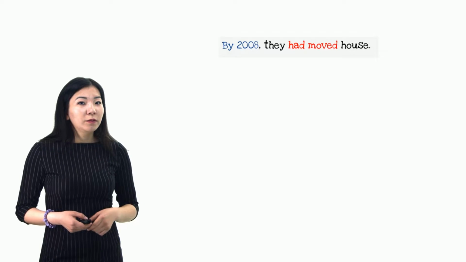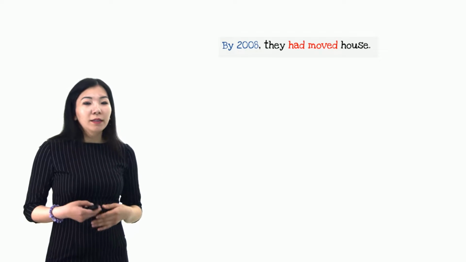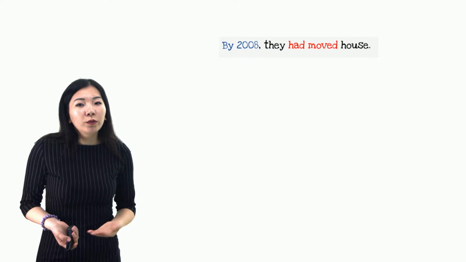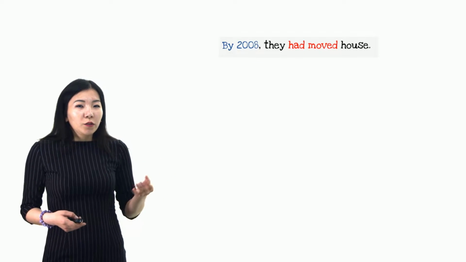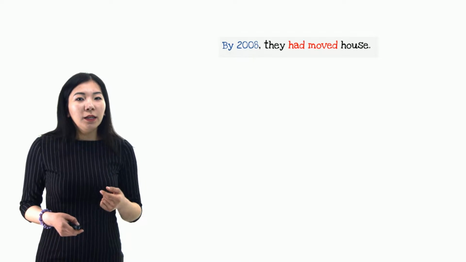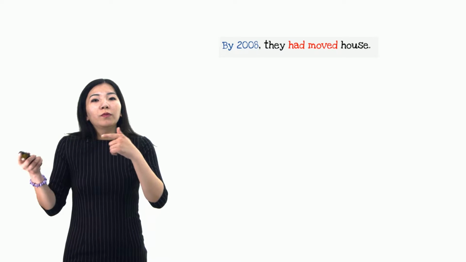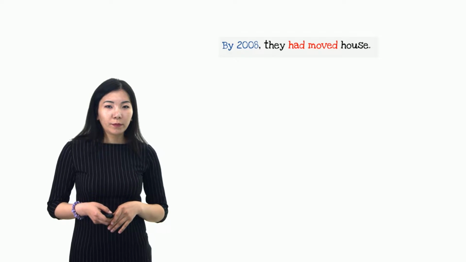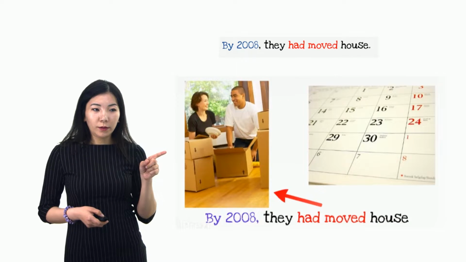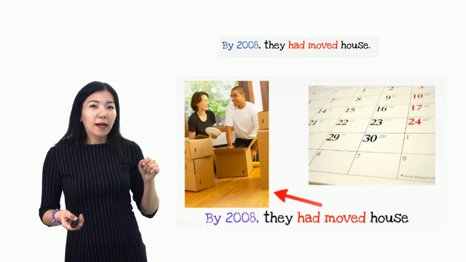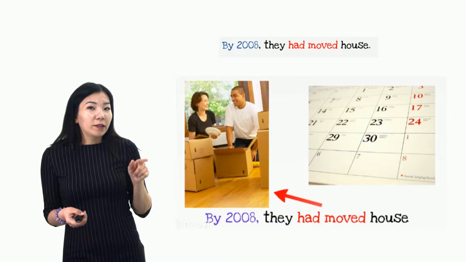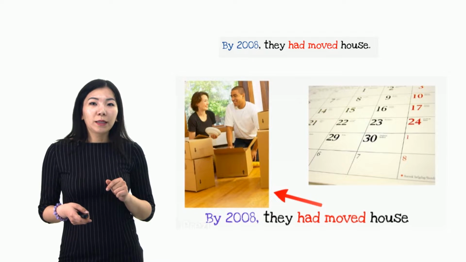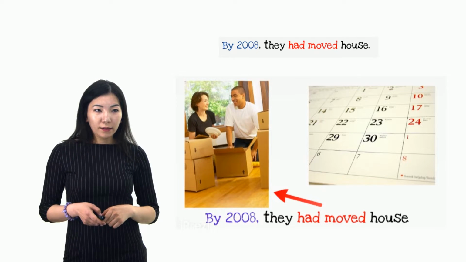So, with the help of time expressions like by, a sentence like by 2008, they had moved house, shows that the sentence in the past perfect, they had moved house, took place before a time in the past, which is 2008.